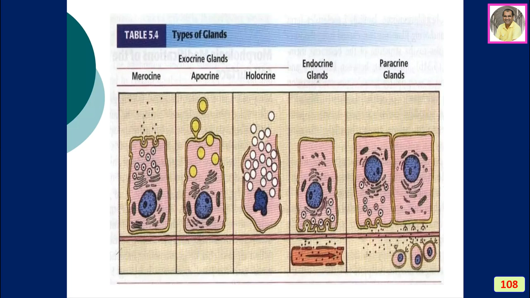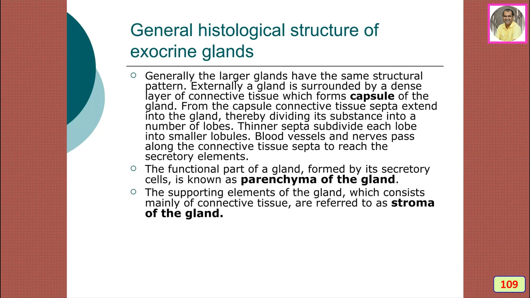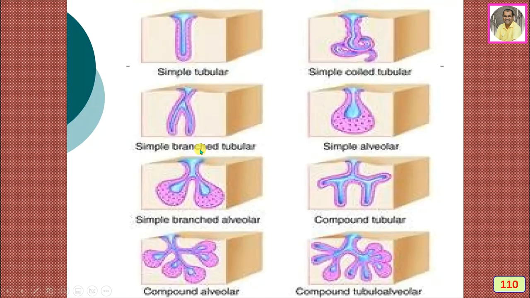There you can see merocrine, apocrine, and holocrine. Then endocrine glands are ductless glands. They secrete hormones directly into capillary endothelial cells. Then this is the simple tubular, then simple branched. The third example is simple branched alveolar with compound alveolar cells.